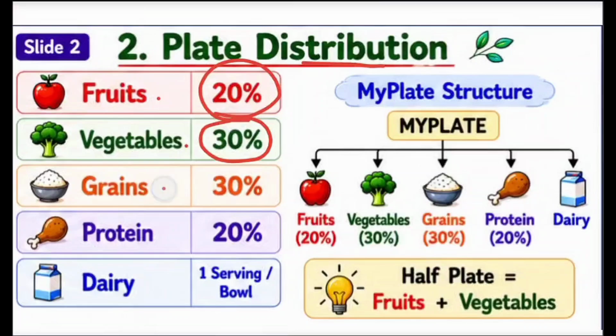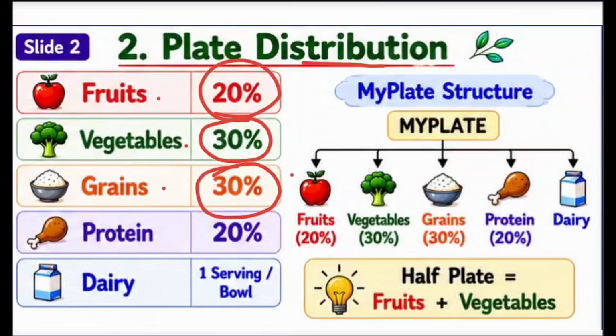And then we have grains. Grains also occupy about 30% of the plate. They provide carbohydrates, which serve as the body's primary source of energy. Examples include rice, wheat, oats, millets, and bread.